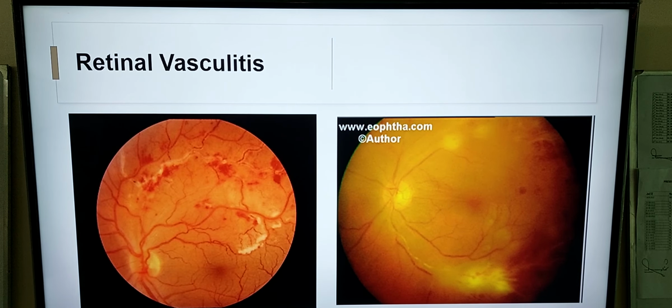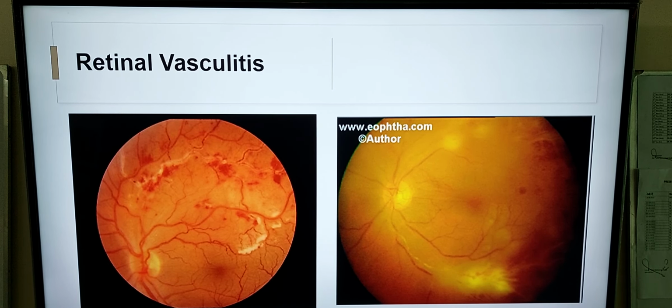Here's another picture. In the left picture, you can see that in the superior vascular arcade, there is a blood vessel that is characteristically sheathed. You can see that there is whitish discoloration on the margins of the blood vessels associated with leakages. Multiple hemorrhages are also seen.